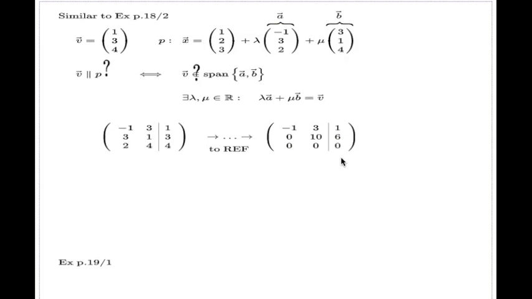And all we have to do now is interpret this row echelon form in terms of whether we have a solution or we don't have a solution. Yes, we do have a solution, because this time the right-hand side is not the leading column. As simple as this. And that's why this vector will be parallel to the plane in question. That's all there is to this example.